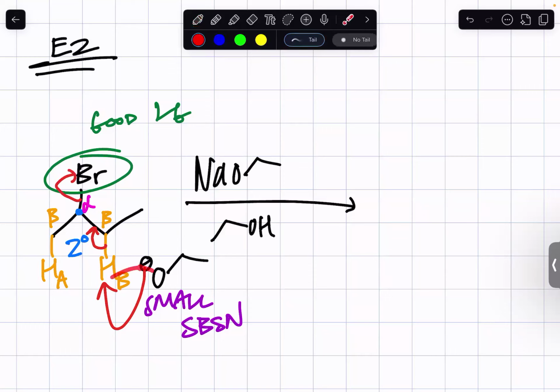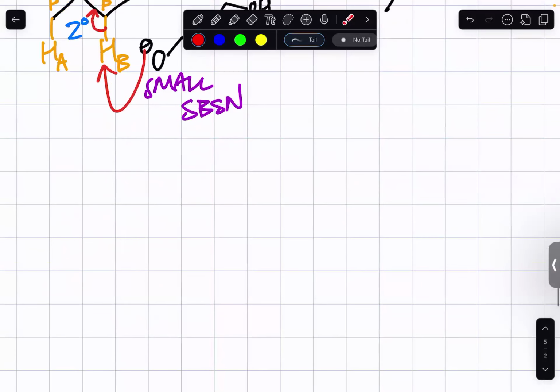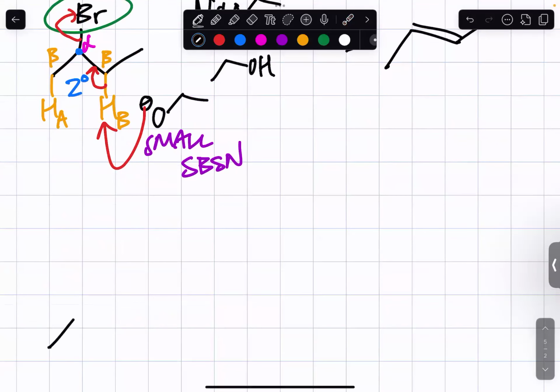So these three arrows here are happening simultaneously, at the same time. This small, strong base, strong nucleophile is going to grab proton B. The bond between proton B and this beta carbon is going to make a double bond here between the alpha and beta carbon, and then that's going to kick off that good leaving group right there to create this alkene right here. Nice.